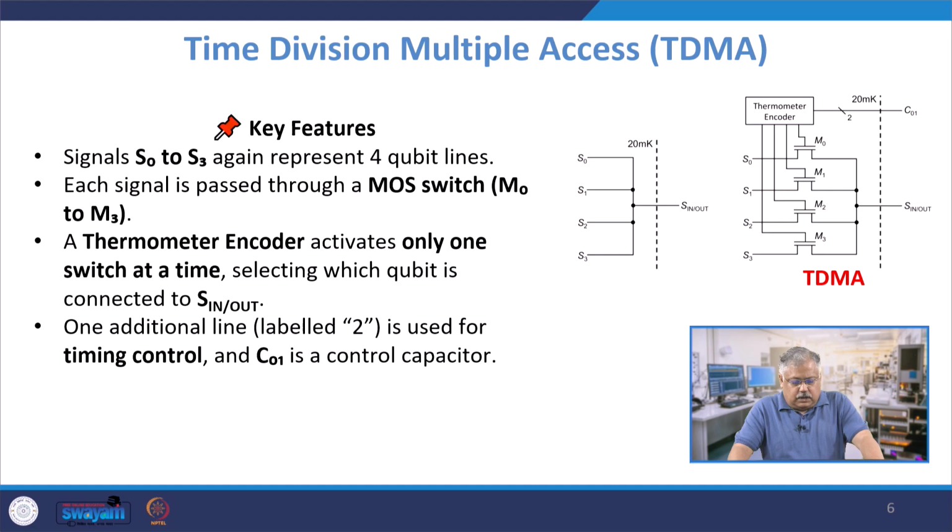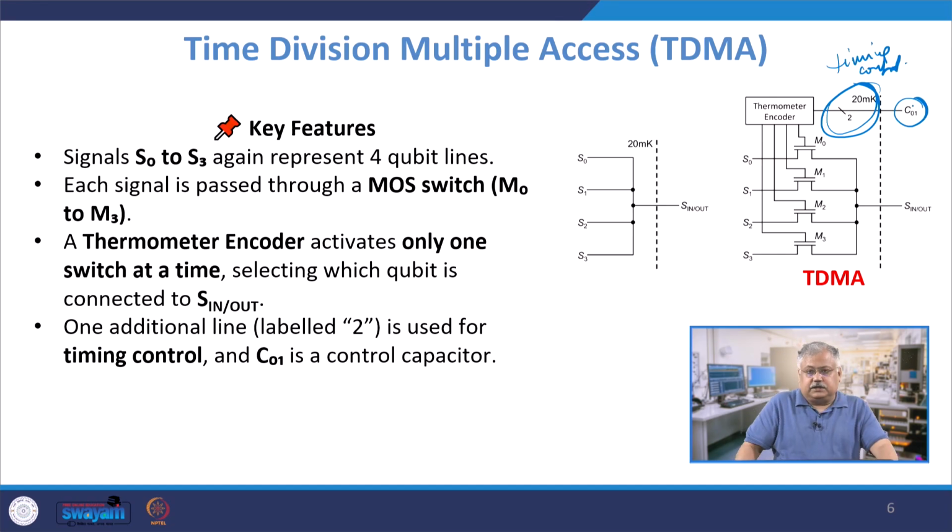Now let's come to TDMA and time division multiplexing. Within one interval you send one type of signal, in another interval you send another type of signal, and we have used the same concept as the previous case, and we try to find out the value here, and we use a thermometer encoder to generate this line. What we do is that we also use this extra line here, which is for timing control. This is for timing control, and this is the timing control capacitor, right? So this will be where you will be doing the controlling of the capacitor in the TDMA access.